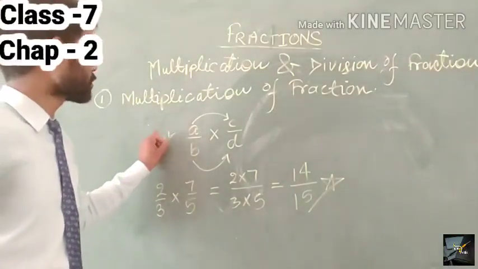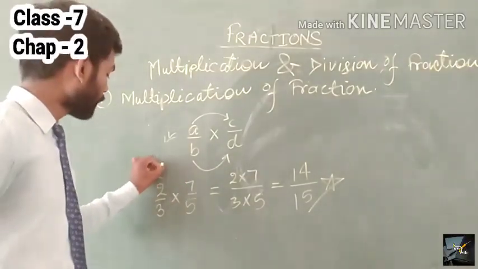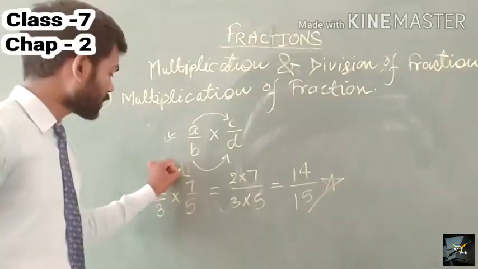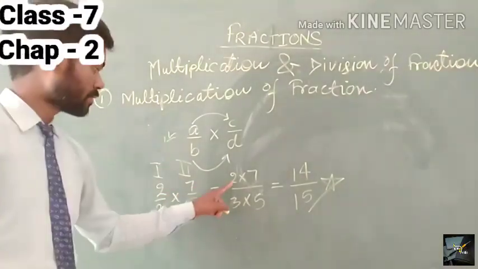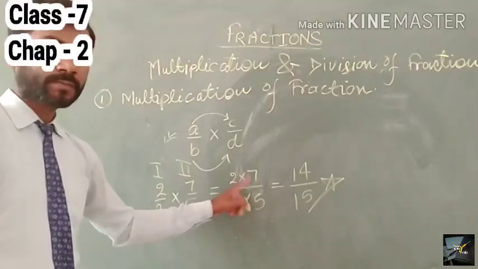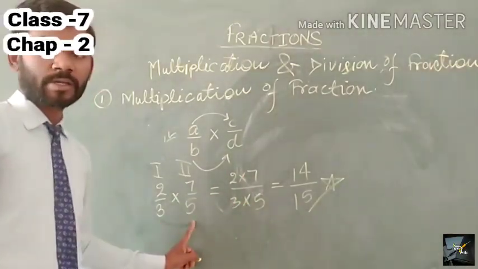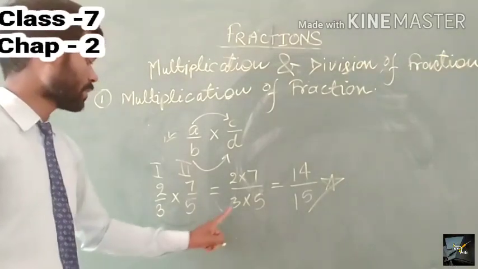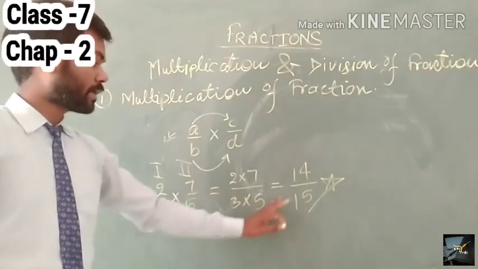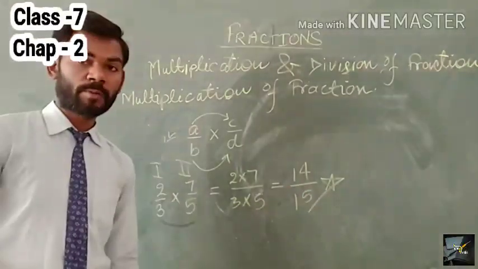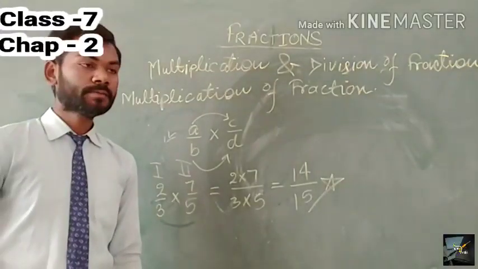Here, according to this rule, we can see that the numerator of first fraction is multiplied with the numerator of second fraction, 2 multiplied by 7. The denominator of first fraction is multiplied with the denominator of other fraction, that is 3 multiplied by 5. And at last, the product will be 14 upon 15. Okay.